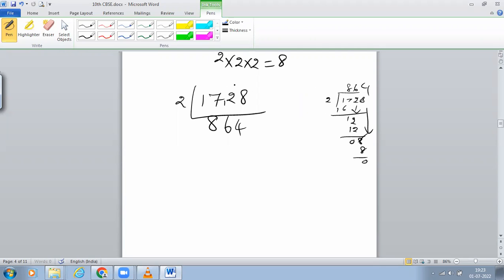Okay, this is normal division, long division. But here I have written 2 8s are 16. Now in 17, 16 goes off, so the remainder is 1. You have to put it over here. Now 12 is there. 2 6s are 12. Now 12 minus 12 is 0. So we have 8. So 2 4s are 8. Okay, this is called the bus stop method.